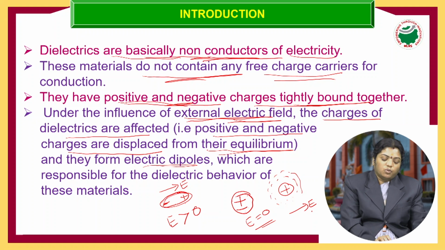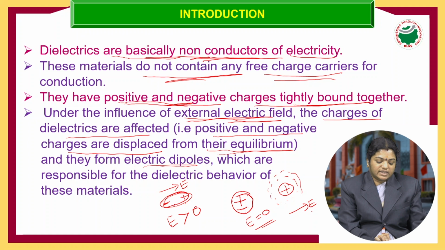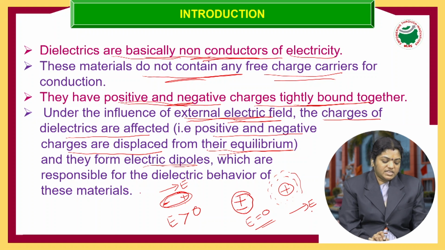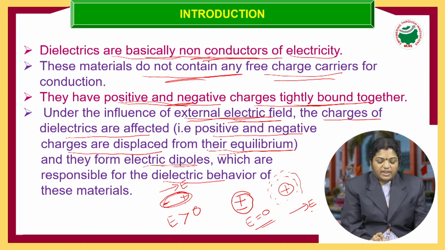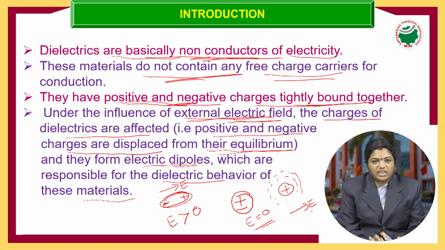In the definitions also we have to discuss the electric dipole. An electric dipole is nothing but two equal and opposite charges displaced by some distance. In the presence of the electric field, the dipoles are created. These kinds of materials are called dielectric materials, and the dipoles are responsible for the dielectric behavior of these materials. We observe this in the presence of the electric field only.